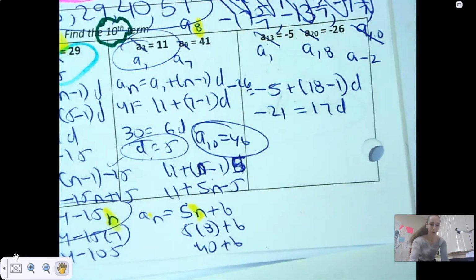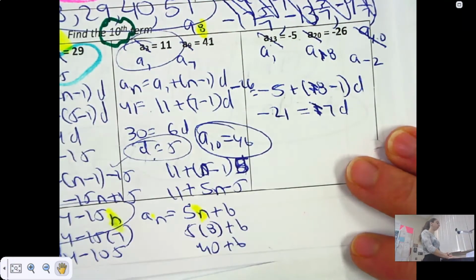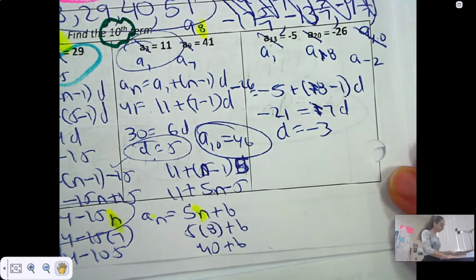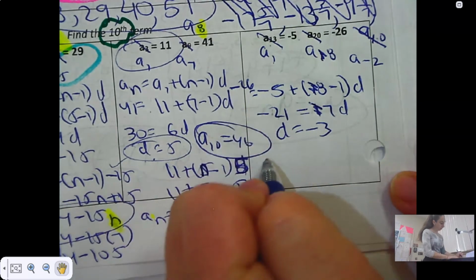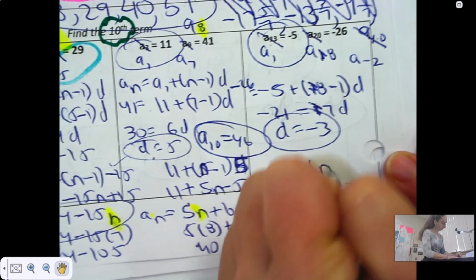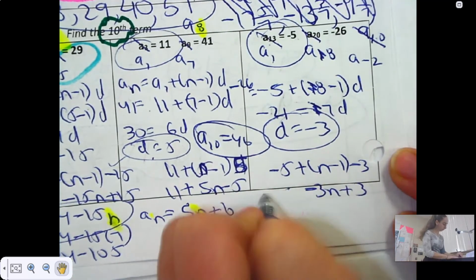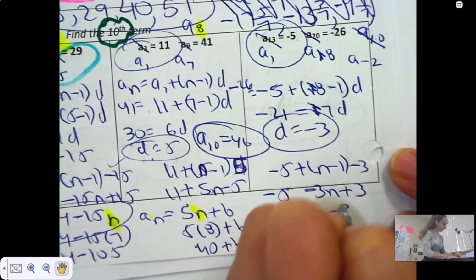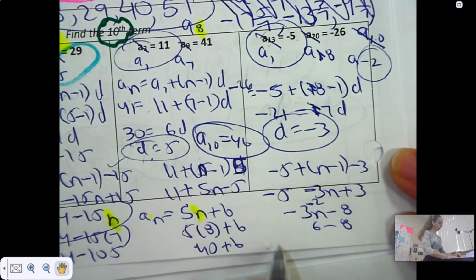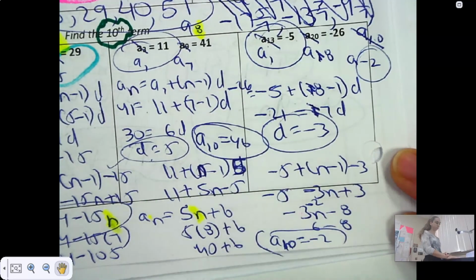Let me stop for a second and make sure I didn't make a mistake because I went fast. I knew I made a mistake. 20 minus 12 is 8, not 18. D equals negative 3. Oh, now I have the pattern. So I'm going to take the formula, which is my 1st and my pattern, figure it out, negative 5 plus n minus 1 times negative 3. Distribute, negative 3n minus 8. Take my fake negative 2 term to get my real 10th term, which is negative 2.